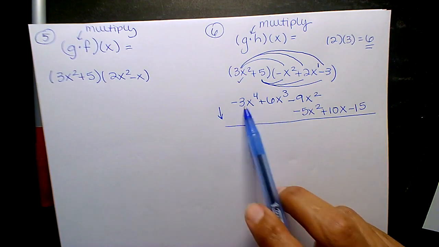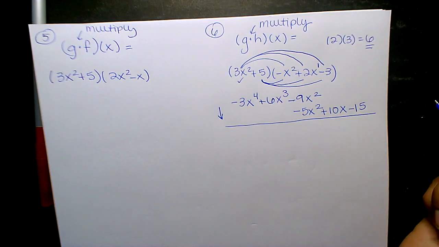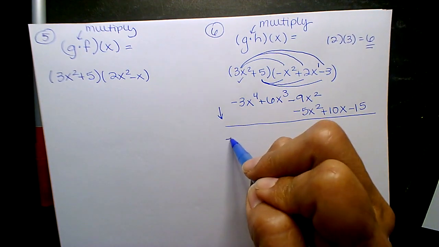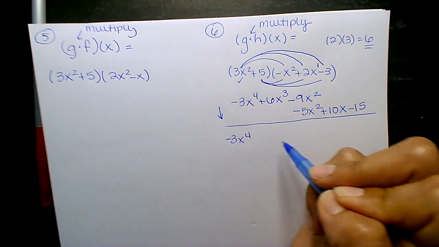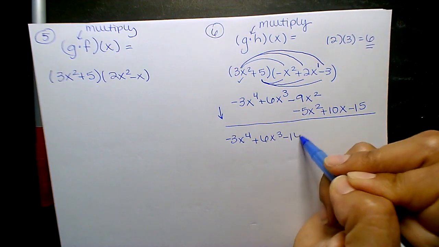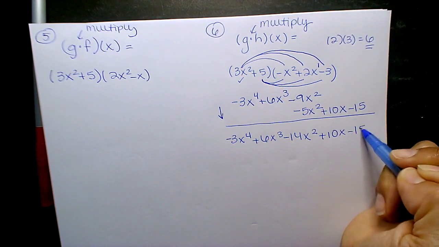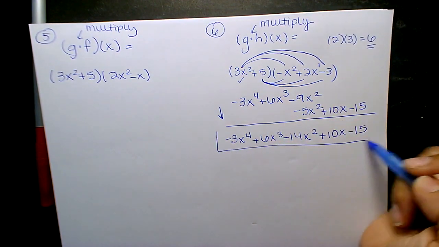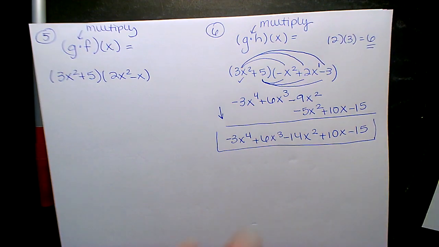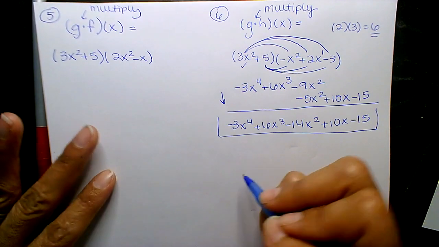And notice I have 6 terms. 1, 2, 3, 4, 5, 6. So I didn't leave anything off. I didn't skip. So now I get negative 3x to the 4th plus 6x cubed minus 14x squared, and then plus 10x minus 15. Okay, that's kind of horizontal, vertical, but then I vertically stacked. You just have to find what preference you prefer.